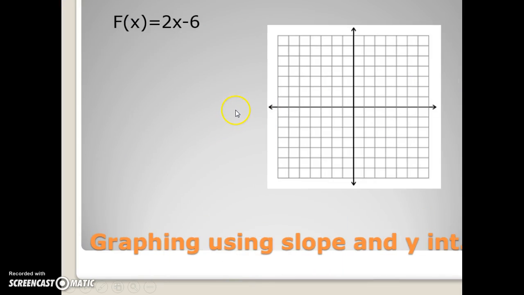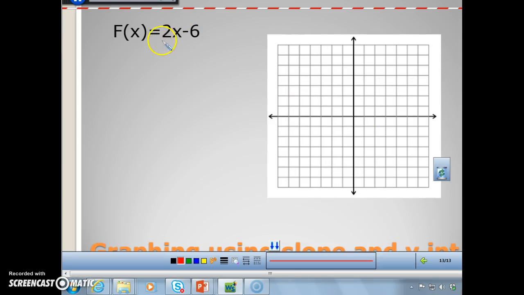You can use slope and intercept. This is the slope. This one is the y-intercept. So what you can do is step 1 is you can plot the y-intercept point. So negative 6 on the y-axis. Remember which one's which.